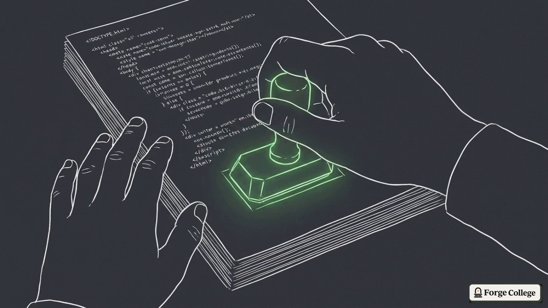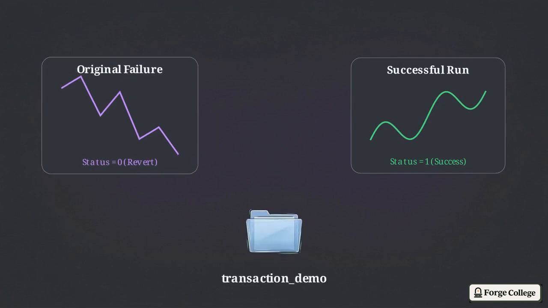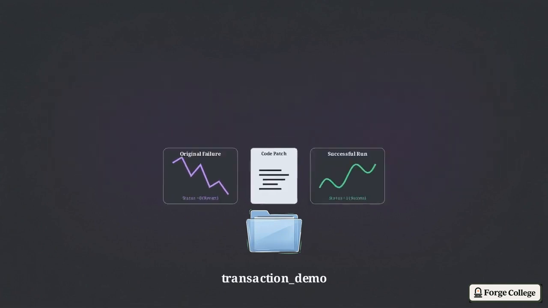In a professional environment, simply saying you fixed a bug isn't enough. You have to provide proof. This split screen shows what goes into our final proof package, which we call the transaction demo. This package includes 3 things: the record of the original failure, the specific code change you made, and the record of the new successful run.